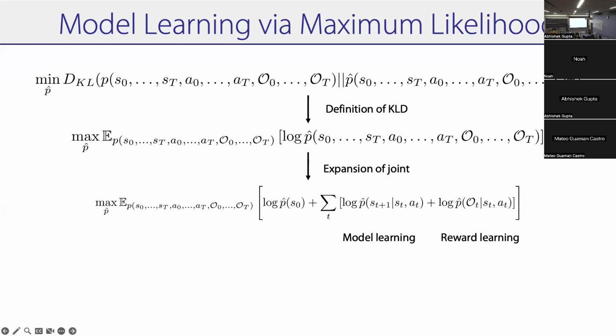So all that we did here is start from maximum likelihood from KL divergence, and we show that that's equal to model learning. This is the same as we did in model-based startup. We just add reward learning. We just do regression. So that's it. Nothing fancy.